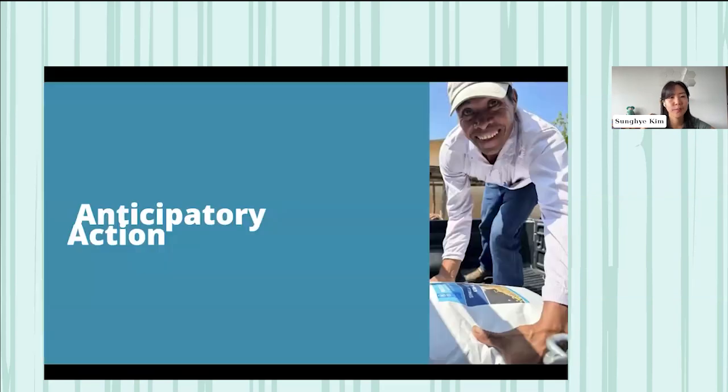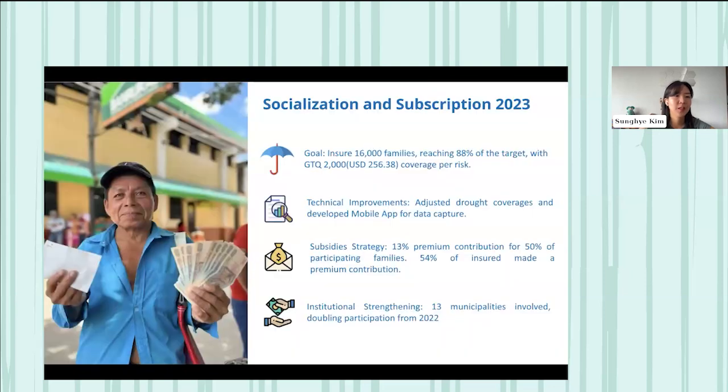Before heading to anticipatory action, I'd like to mention a few limitations of this insurance. For parametric insurance, payouts are determined by the amount of rainfall measured by rain gauges or satellites, not by the actual amount of rainfall that falls on the field. Furthermore, this index insurance cannot be used to address every risk yet.